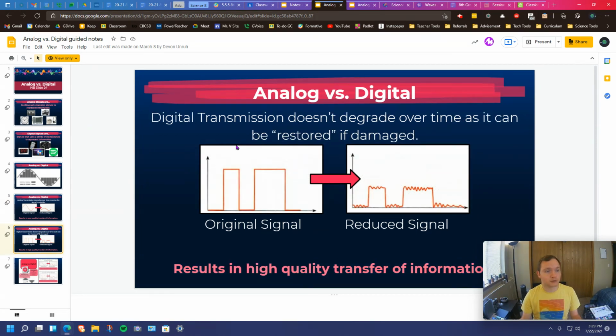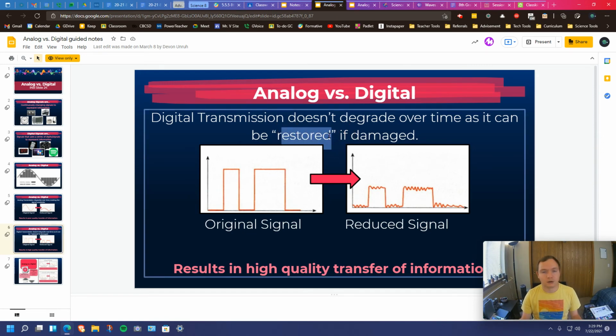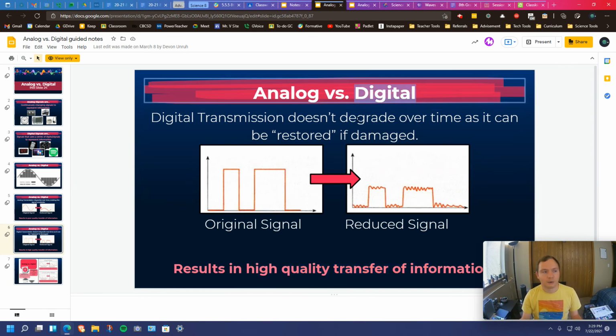Versus digital, we don't really have that degradation. It's all computer code. So if it does somehow get damaged, we can restore it back to its original source, and it's going to be fine. That's why a lot of times we have higher quality transmission. We can get HD TV now and things like that from these digital signals that we couldn't with analog signals. It makes things a little bit nicer and better for us in the modern day.